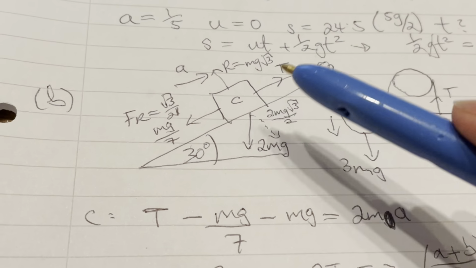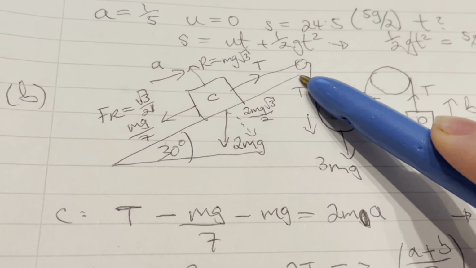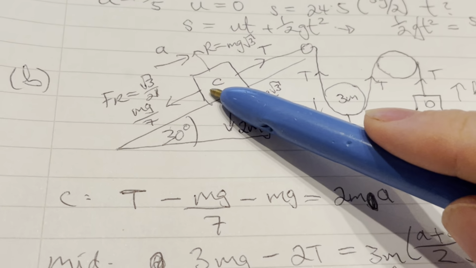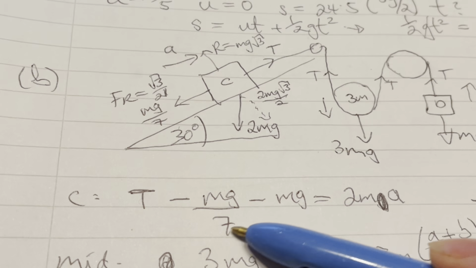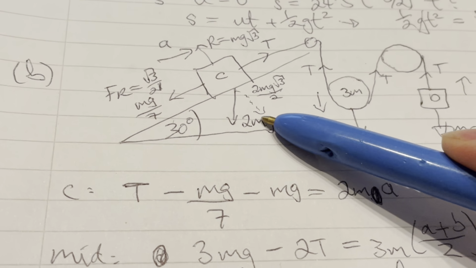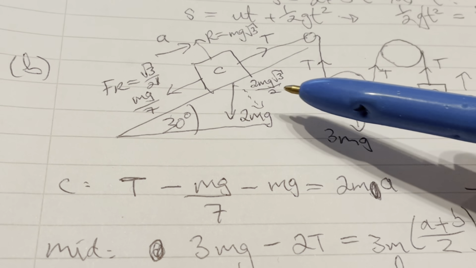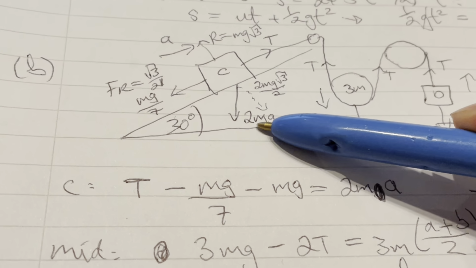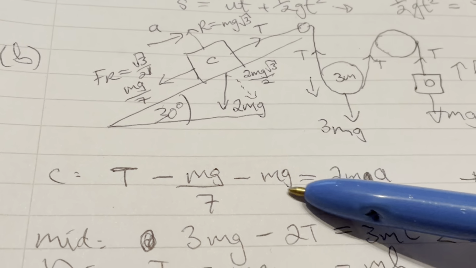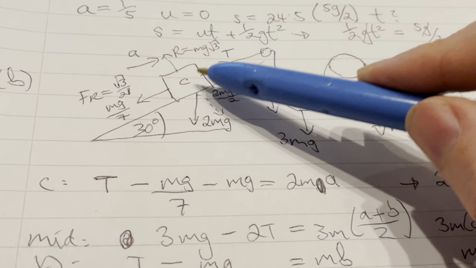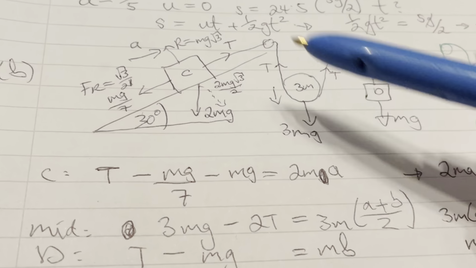So then for C, your force or tension is always moving away from the body. We know it's going this way, so that's your positive direction for this guy. So it's T minus your mg/7, the friction force, and then minus this component here, which is moving that direction, which turns out to be 2mg/2, so it's mg. And all of that is equal to the mass, 2m, multiplied by the acceleration of that, which is a.